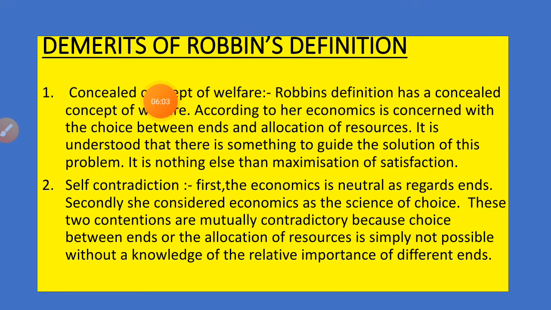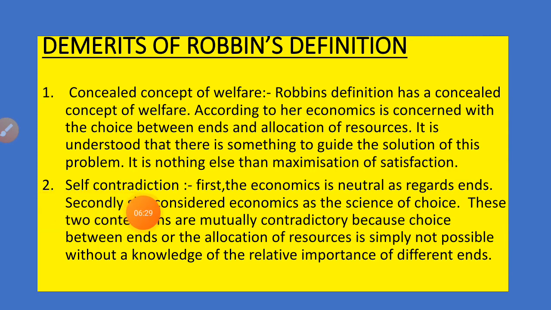then some of the demerits of Robbins' definition. First, the definition cancels the concept of welfare. It did not talk about welfare. According to him, economics is concerned with the choice between ends and the allocation of resources, with nothing to guide the solution of this problem, nothing that allows maximum satisfaction.